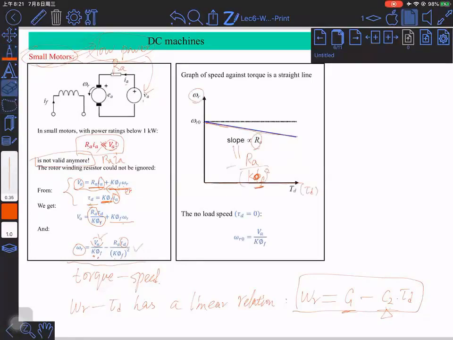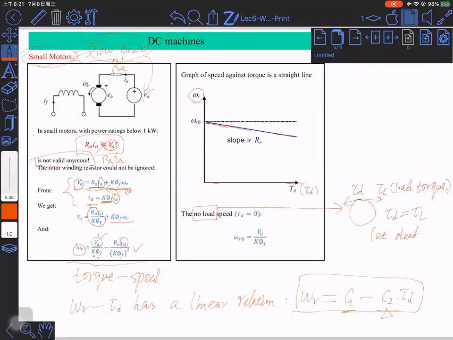Okay, now let's look at the no load speed. We know that at no load, what will happen? Think about this. You're looking at a machine. You have a driving torque, T, and you have a load torque. Assume this load torque is tau L. So at steady state, they will be equivalent to each other so that you can maintain a constant speed, right?